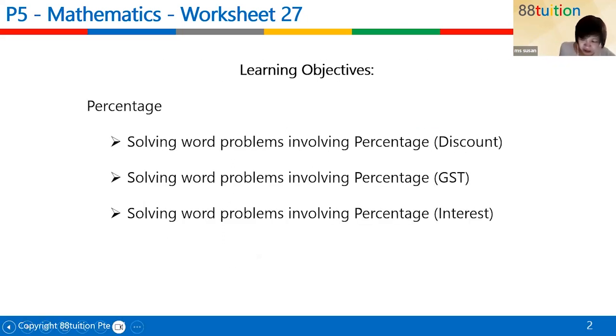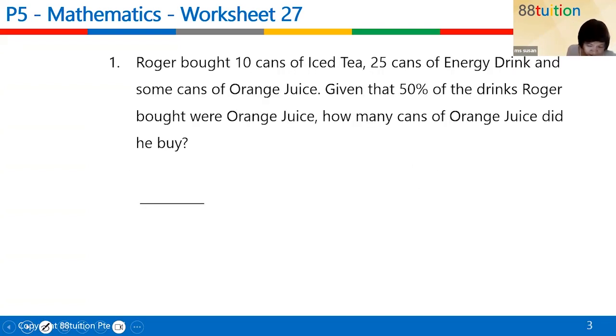Okay, and we are going to cover percentage more today: discount, GST, and interest. These are the three major ones. They are quite important in the syllabus. They are testing all this, and this is prior knowledge that you require in order to go to secondary school. So yes, this is necessary.